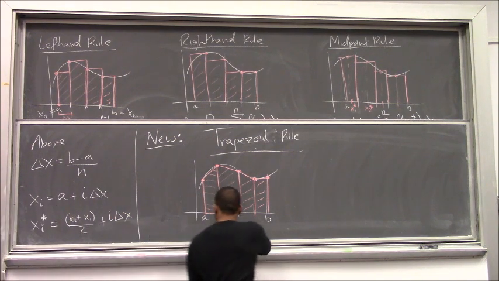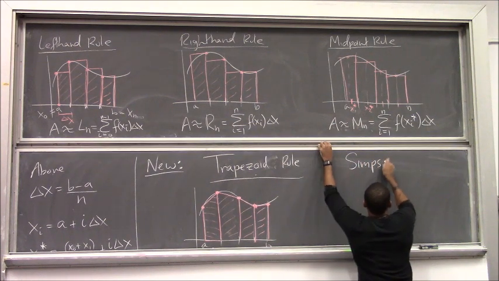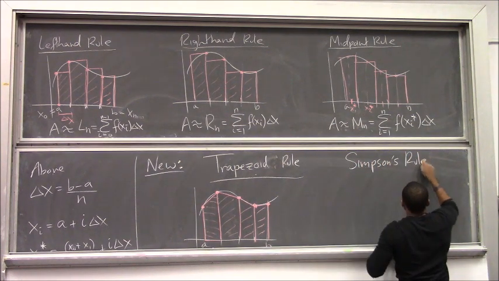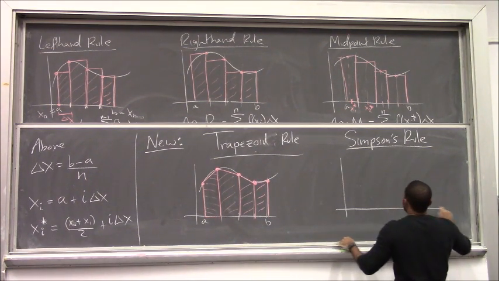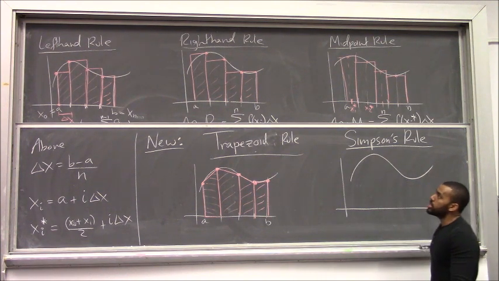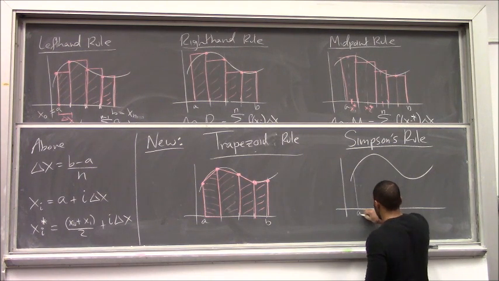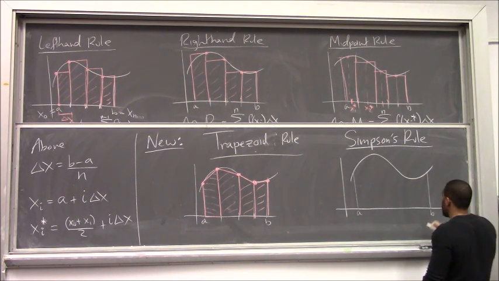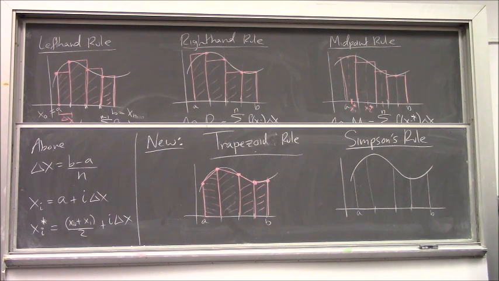Another one is called Simpson's rule. Simpson's rule decides, well, you know what? Why are we doing these things with straight lines anyway? Don't we want to approximate the area under a curve? Why not use a curve? So the idea behind Simpson's rule is, if we have a curved function, let's actually approximate it using curves. So what it does is it actually uses parabolas.